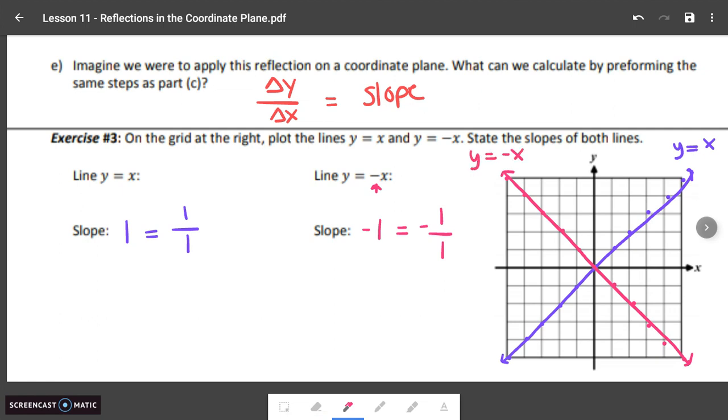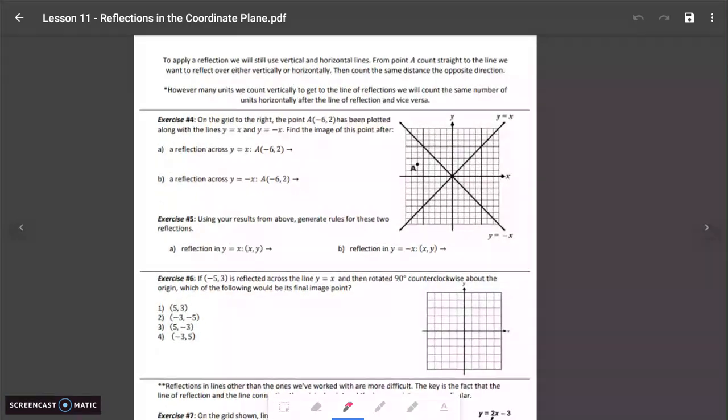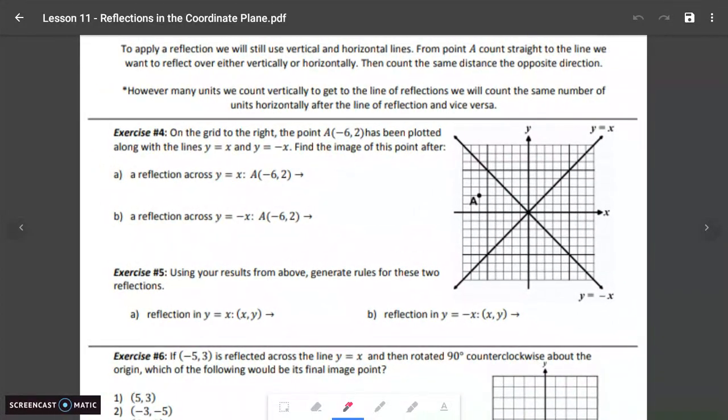So we have my two lines, y equals x and y equals negative x. But these lines can be helpful for us if we were calculating a reflection over these lines. So we knew when we reflected over the vertical and horizontal lines, we just count a straight line down or a straight line left and right, straight line up. Now we're counting vertically. So now these lines, y equals x and y equals negative x, it's not going to be the same exact thing, but there is a nice way to still do this.